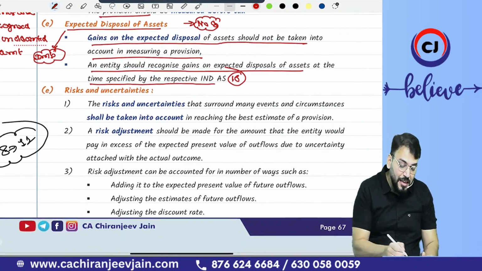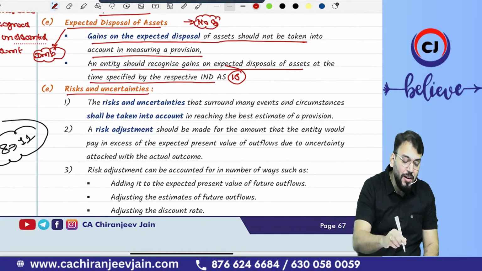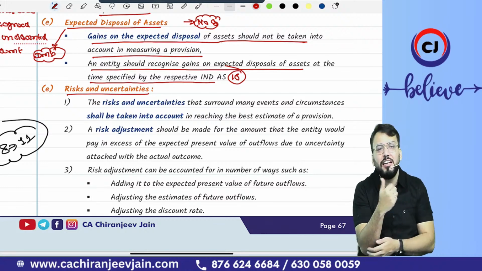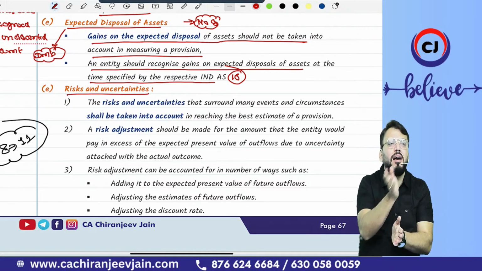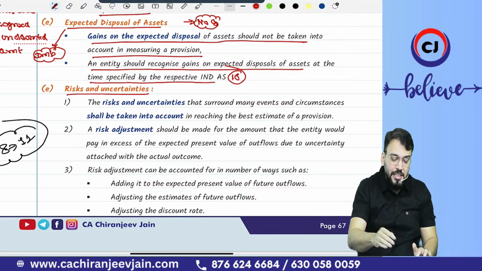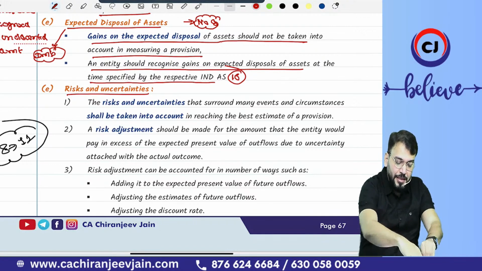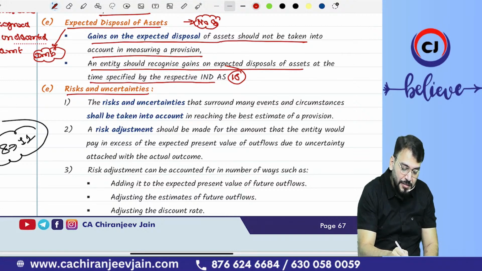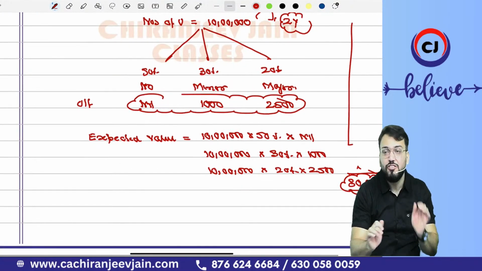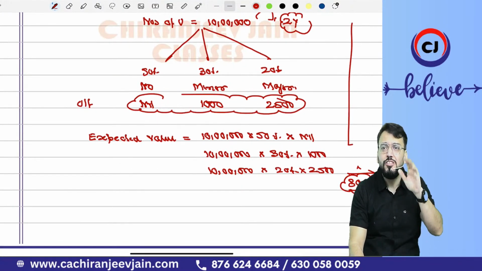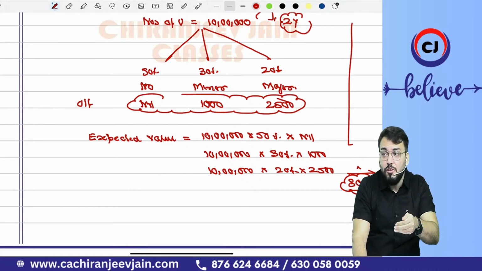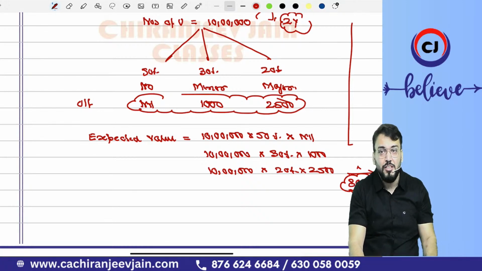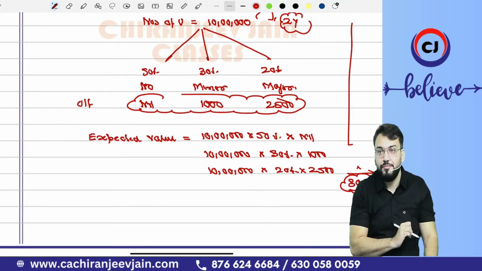Okay. Then coming to risk and uncertainties. Just try to understand what happened. Right now I have said that we should create a provision based on past experience. The example I have taken was based on past experience. But can you say the future can be different? The future is based on a lot of uncertainties. So can you say this amount may change or not?